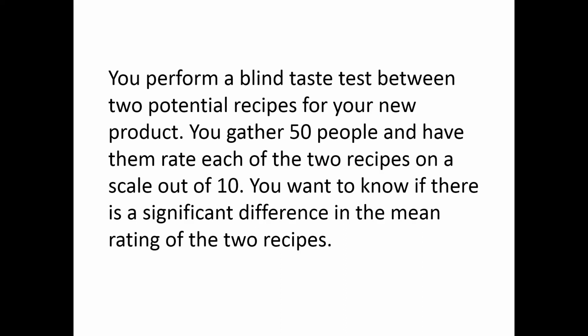Okay, so because all 50 people are rating each of the two recipes, this is going to be a paired test. Because if Bob rates recipe A 7, and then Bob rates recipe B a 5, right? We can link those two data points. We can pair them, right? What is Bob's rating for recipe A versus Bob's rating for recipe B? Right, that's the pairing. And so we can do that for every person in the sample, all 50 people.